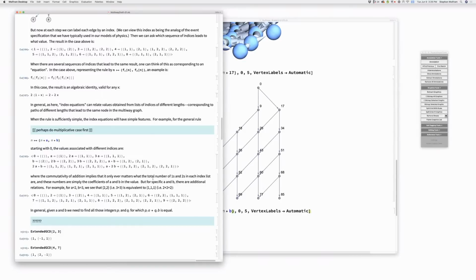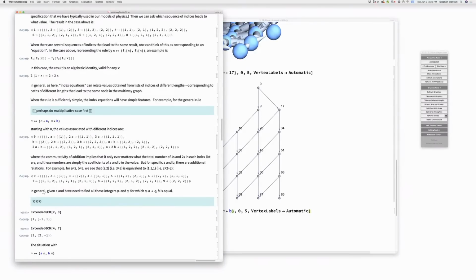Ed, are you on board? Do you understand this? Yes. Okay, so our mission here is which of these branches are going to be coincident? Where do we get mergers? Those mergers will correspond to, given a and b, we need to find all those integers, p sub i and q sub i, for which p sub i times a plus q sub i times b is equal. Do you understand the question? Yes. Okay, what's the answer?